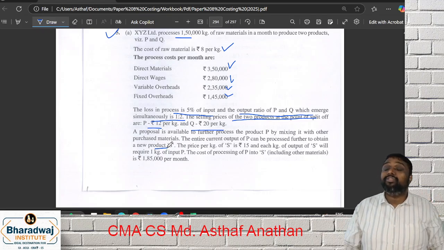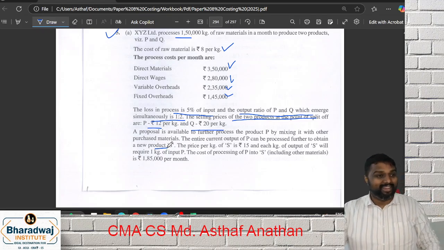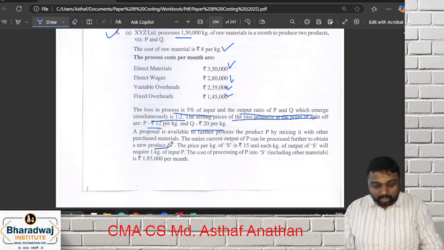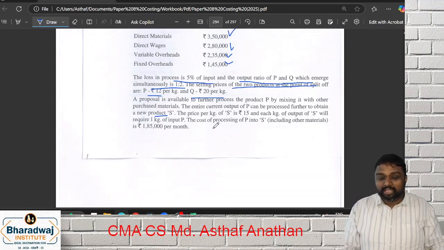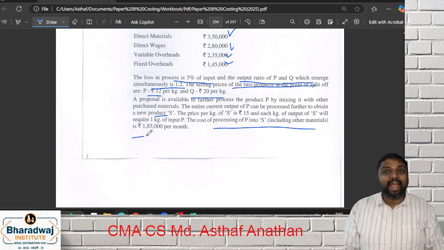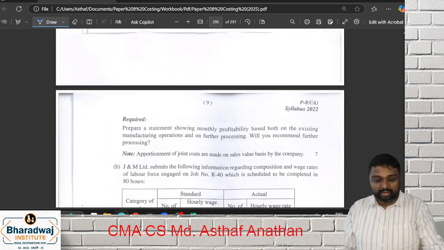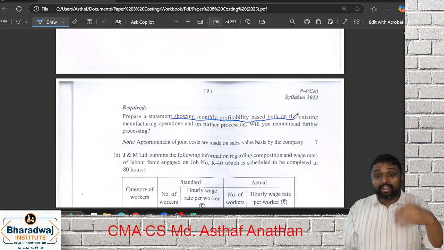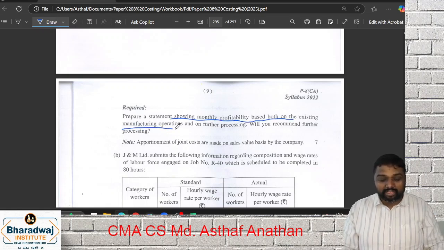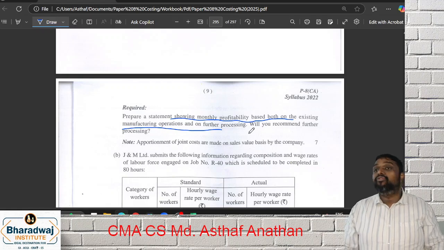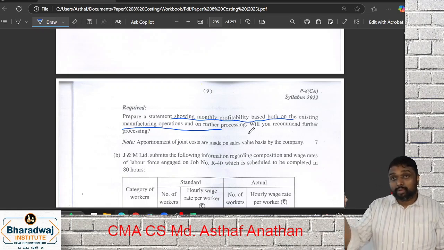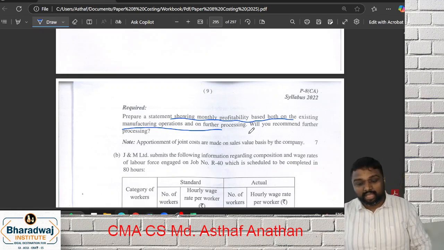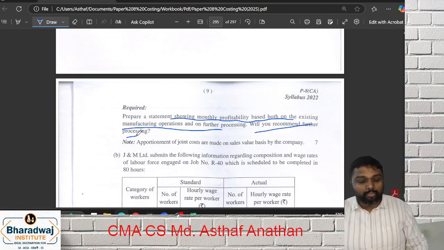That means if you give one input of P, you will get one unit of what? S. Suppose if they tell 2, now you have to change the unit. But here 1 unit will not change. The further processing cost is 1,85,000. Prepare a statement showing monthly profitability. So they are asking the profitability of the existing manufacturing operation and of further processing. What is the profitability without further processing, what is the profitability with further processing. Will you recommend further processing?